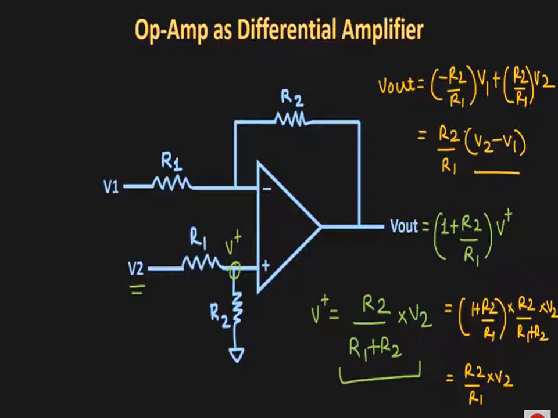This one I have substituted in the first equation. V out is given as minus R2 by R1 V1 plus 1 plus R2 by R1 into V2. That one I am eliminating according to this rule. Finally I will get R2 by R1 into V2 minus V1. This is a differential amplifier.